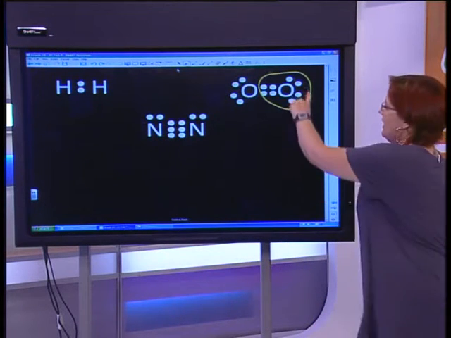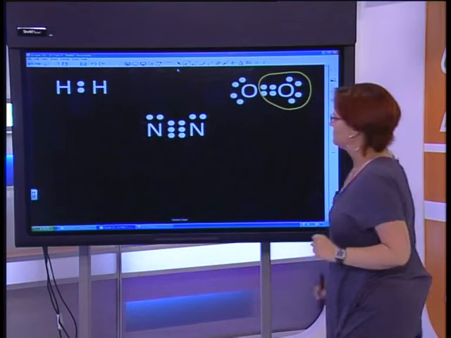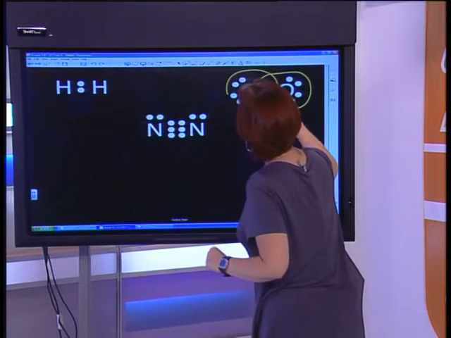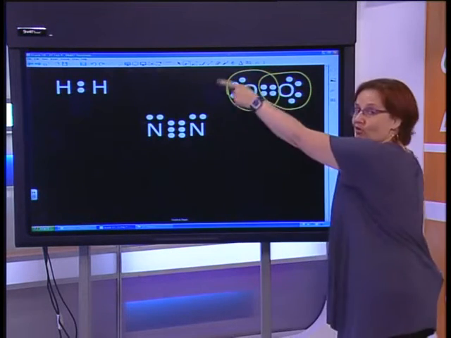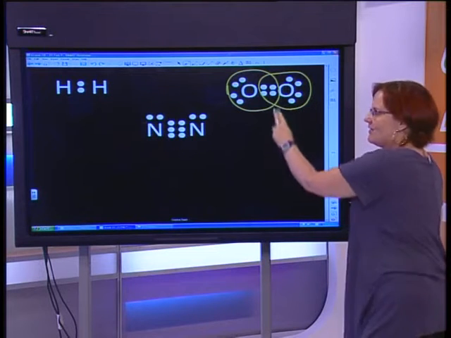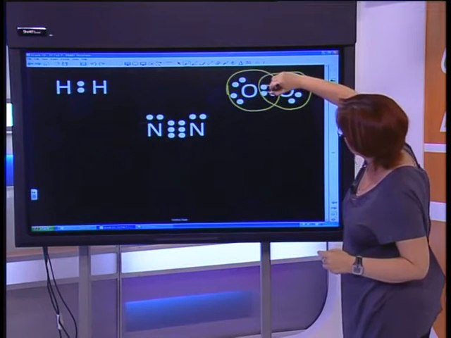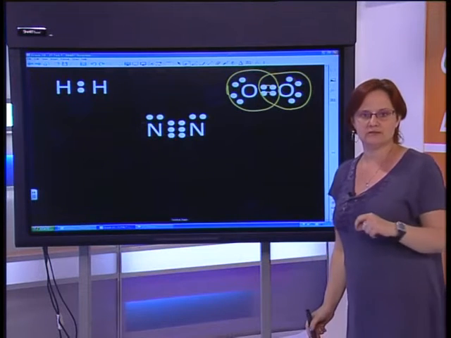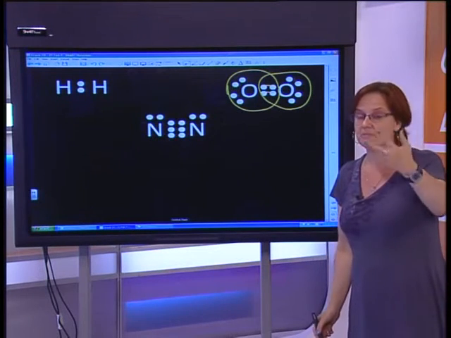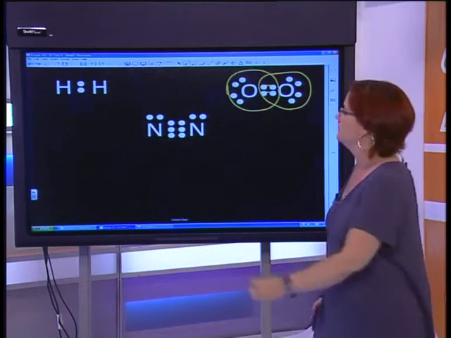is there is my 1 oxygen, and we've got 8 electrons around it. Here's my second oxygen, also with 8 electrons around it, and there's our shared pairs. And if I draw a line from each of these, that shows I have a double bond. A double bond simply means I have 2 pairs of electrons being shared.